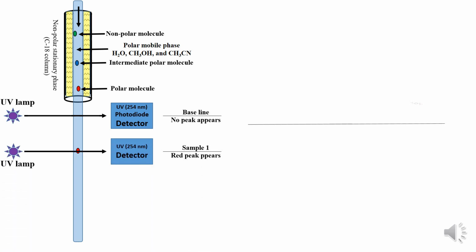Now once the highly polar molecule elutes from the column, it comes in the path between the UV lamp and the detector, and it immediately absorbs the UV radiation given by the UV lamp. The moment the red molecule absorbs the radiation given by the UV lamp, the detector generates an electrical signal that is amplified and recorded, which is seen as a signal or a peak.